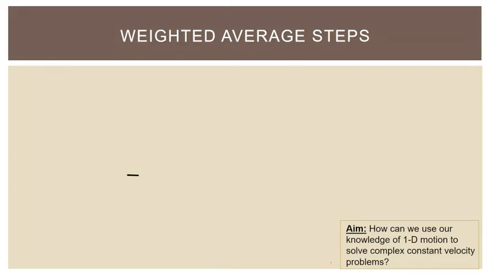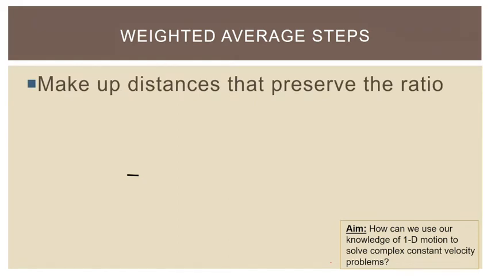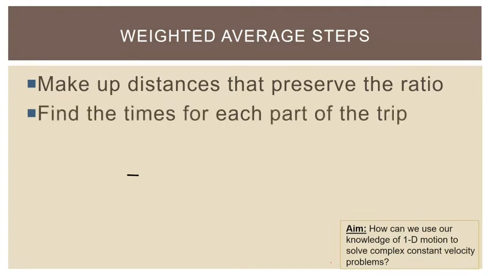And so here's a list of steps that I want you to follow when we're doing these questions. Step 1, make up distances that preserve the ratio. You're not always going to have to do this, but sometimes you will, if they don't tell you the actual distances, but rather just tell you the fraction of the distances. This step, to some degree, is optional. It depends on the problem.